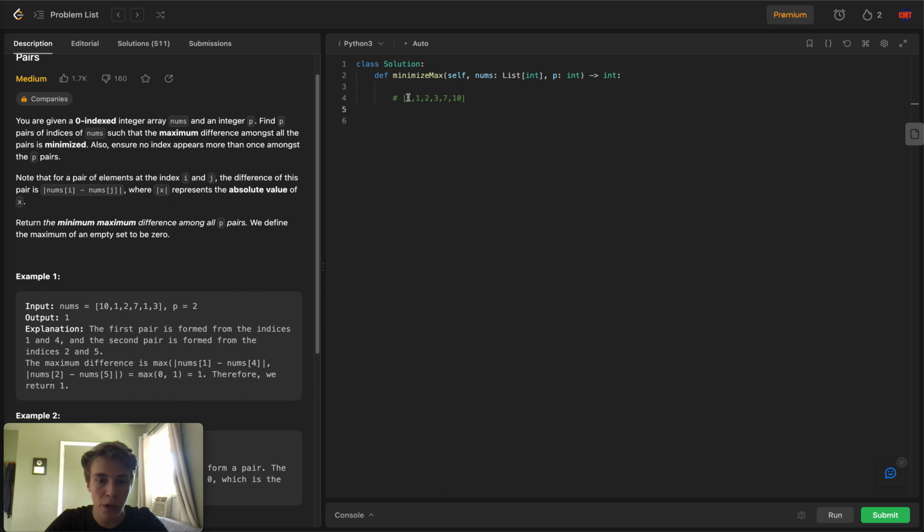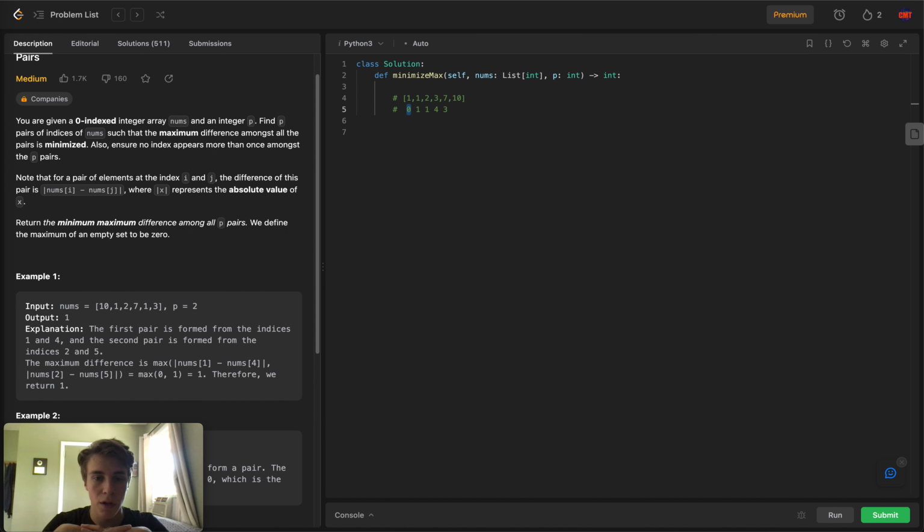When p equals 1, it's pretty easy. I would just go through the array once, and I'll have my answer. I can see that the difference between the first two is going to be 1, the next difference is 0, the difference between the second and third is going to be 1, that's going to be 1, that's going to be 4, and that's going to be 3.